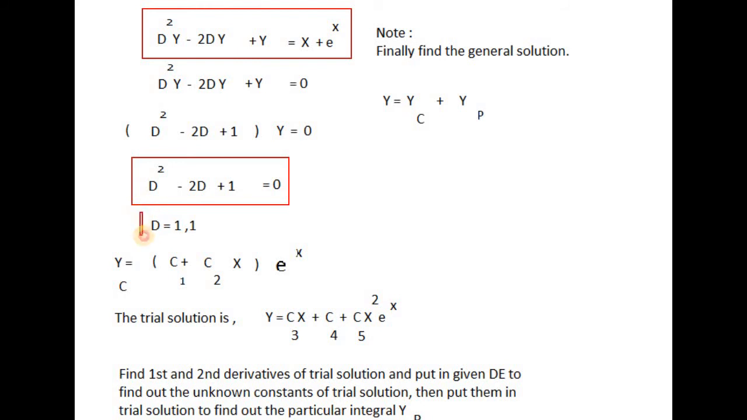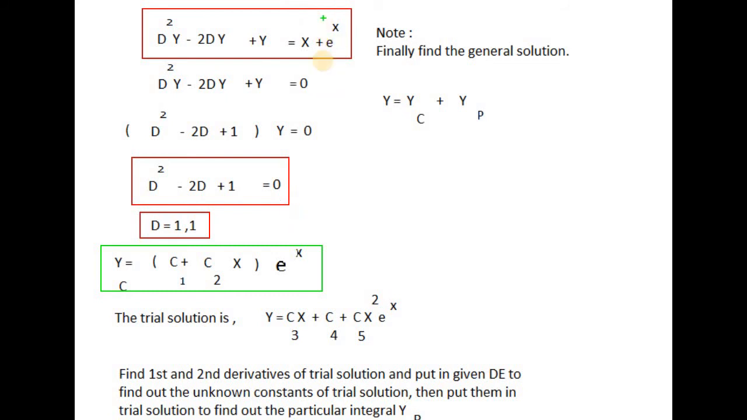These are the roots of the auxiliary or characteristic equation, and the expression below will be our complementary function. This 1 is the double root of the characteristic equation, and e power x is the double solution of the associated homogeneous equation. Now we have to choose the trial solution. The trial solution will be the generalized form of function q. This is our function q.